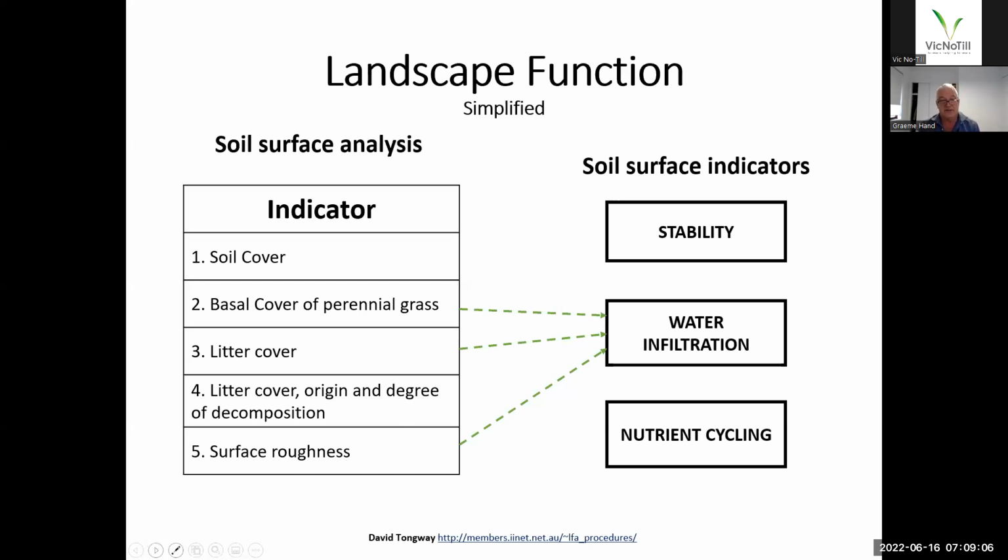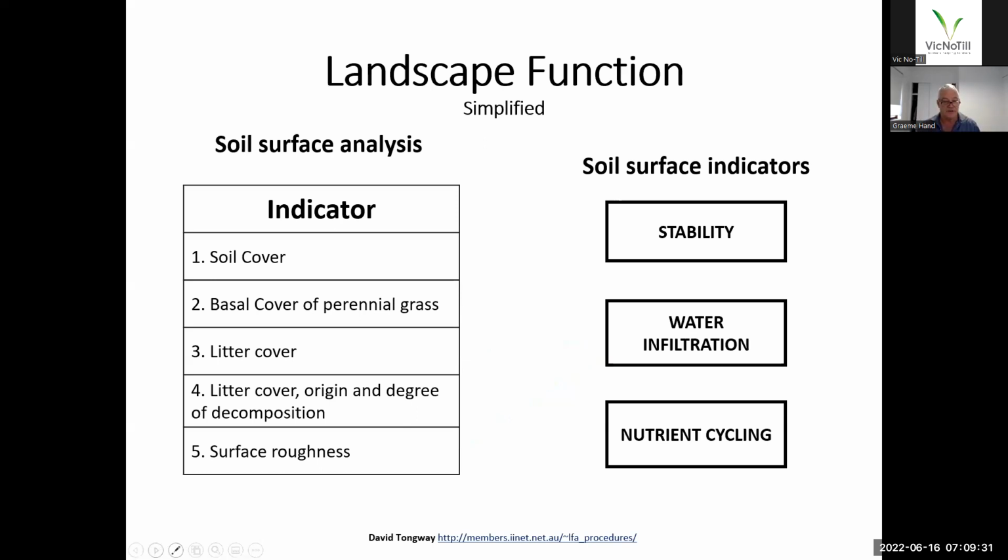So for water infiltration, basal cover of the perennial grasses, litter cover again to break up the drops, and surface roughness, and that's over 1 metre. You need about 8 mils from the highest to the lowest point over 1 metre when we're doing a transect. And it's usually best if it's the base of a perennial grass that's above the soil surface, just to hold up the water.